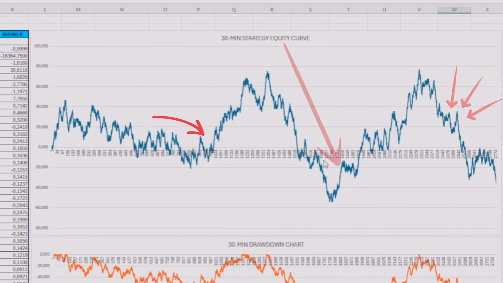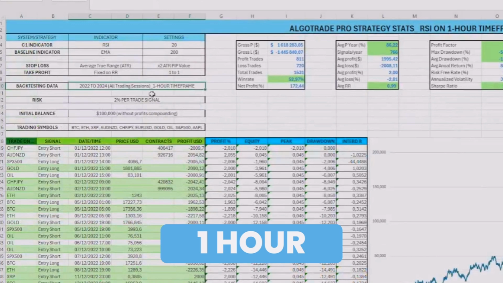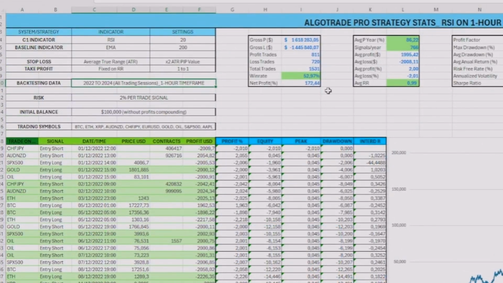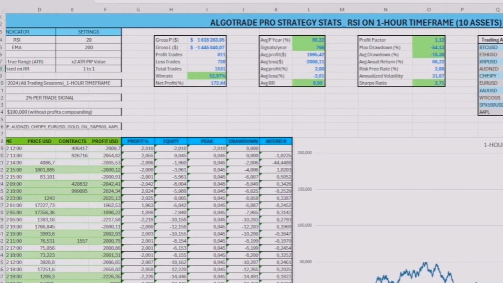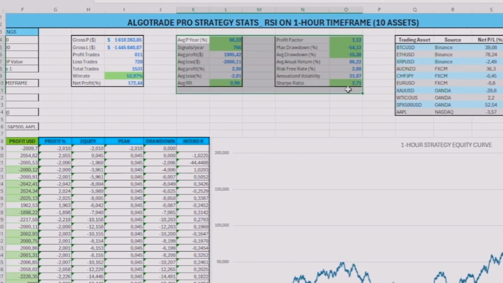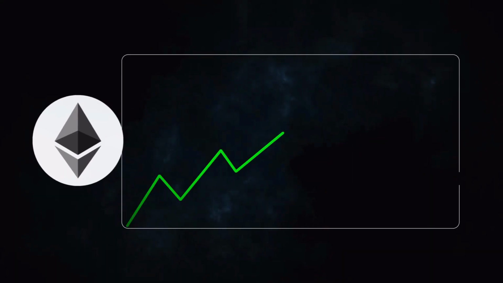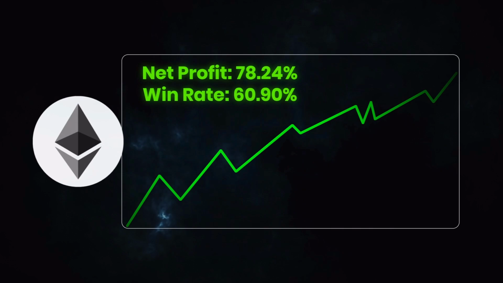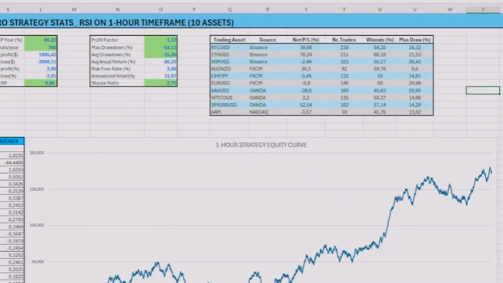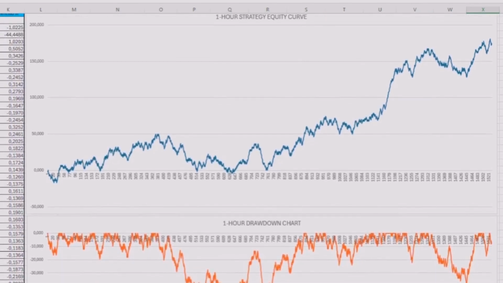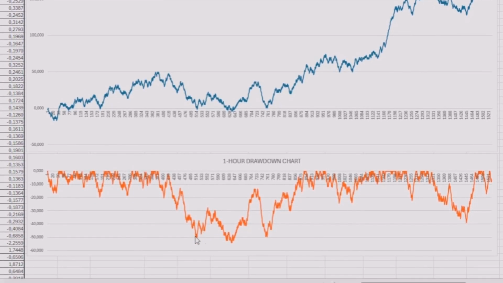Next, in the 1-hour time frame, the results were much better, because after 1,500 trades, the indicator achieved a win rate close to 53% and a net profit of 172%. Here you can find other important metrics, the results of every asset, where the Ethereum and the S&P 500 were the most profitable assets, and below you can find the overall equity chart, which, despite this drawdown here, had a growing trend.